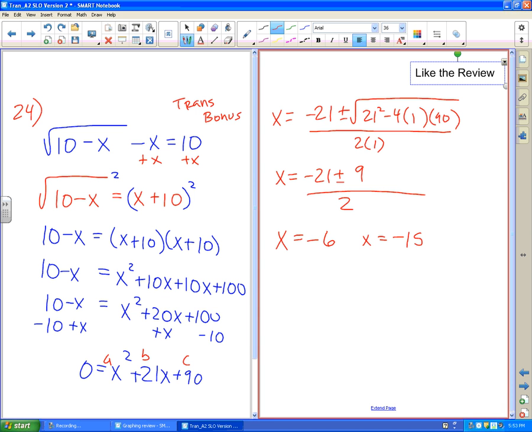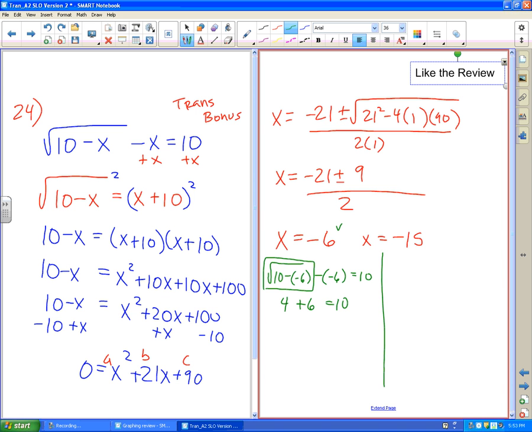And we have to check these to make sure that it works out. So I'm going to check the negative 6. So I go square root of 10 minus negative 6 minus negative 6. Does that equal 10? If I type this in the calculator, it spits out a 4. And then that's a negative negative, a positive 6. Does that equal 10? And the answer is yes.